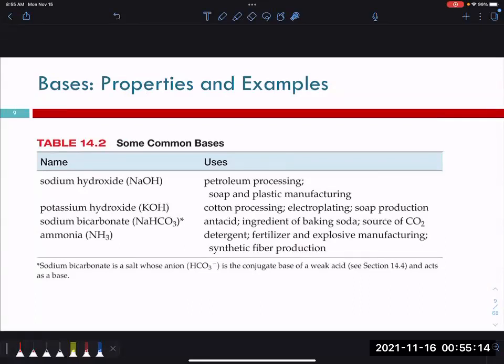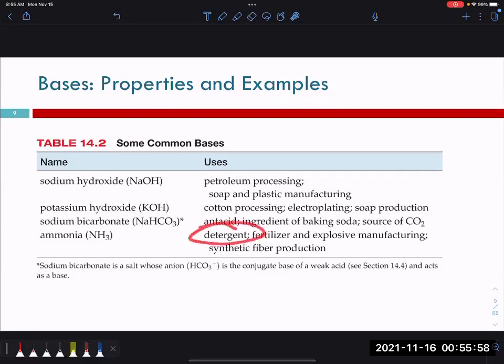So, some common bases: sodium hydroxide, which is used in petroleum processing and soap and plastic manufacturing. Sodium hydroxide, or potassium hydroxide, is also lye, which is used to make things like canned peaches. Potassium hydroxide is used in cotton processing, electroplating, and soap production. Sodium bicarbonate is a really common one you've probably eaten before. It's used as an antacid, but it's also an ingredient of baking soda and a source of CO2. And then ammonia is all over the place, especially in detergents, fertilizer and explosive manufacturing, and synthetic fiber production.